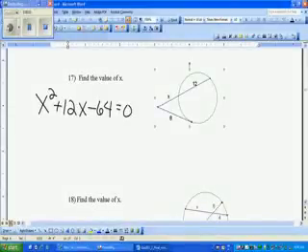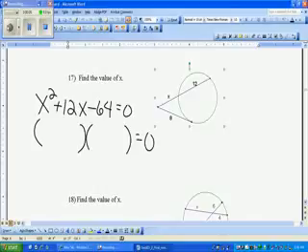To factor, that means that in a quadratic we have two sets of parentheses. And we find out, first of all, what will give us the x squared. What multiplied together gives us x squared? It is x times x. Then we find out what will give us the negative 64. What will give us negative 64 we get by multiplying the last two numbers together.